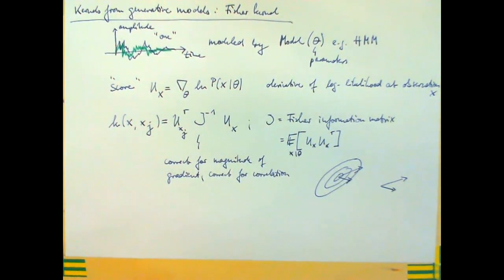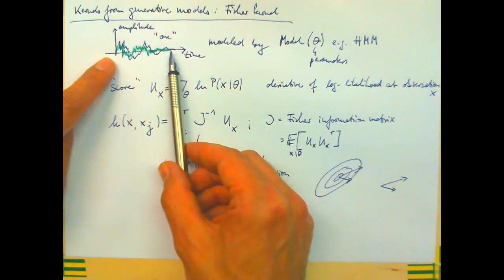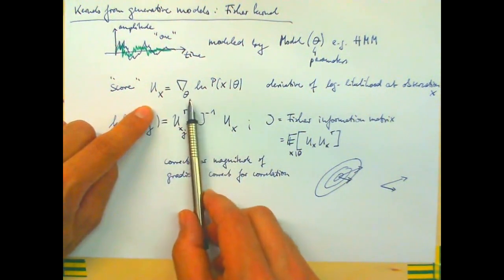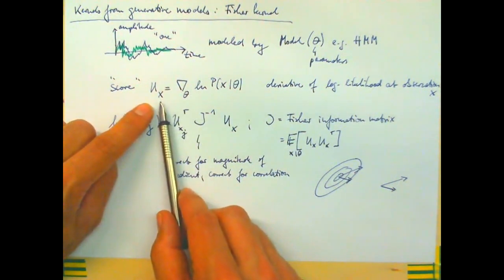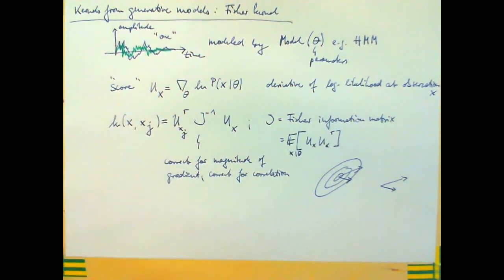Now, overall, what happens is that we go from data that does not necessarily have a fixed dimensionality to a representation, namely this one here, which has a fixed dimensionality, namely the dimensionality of the score is the number of parameters that I have in my model.